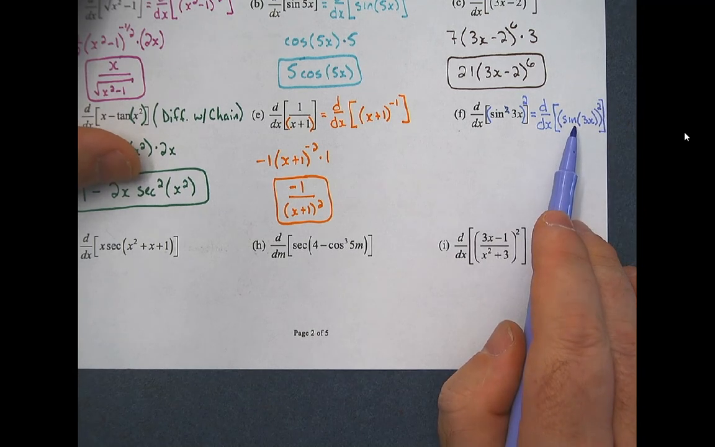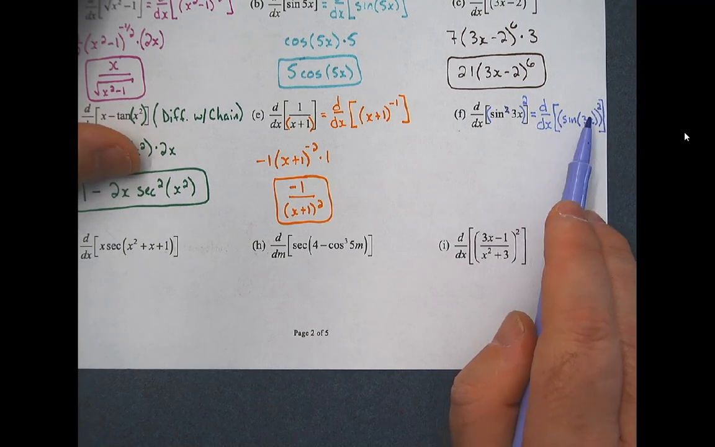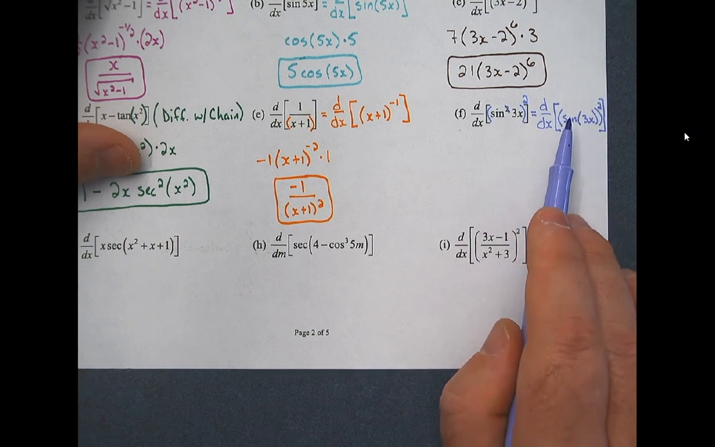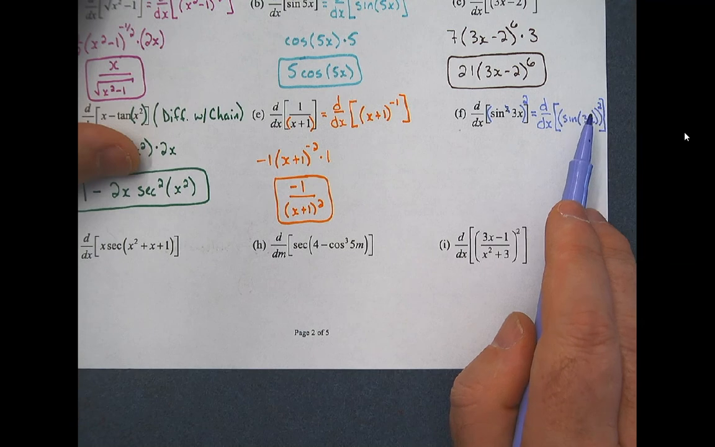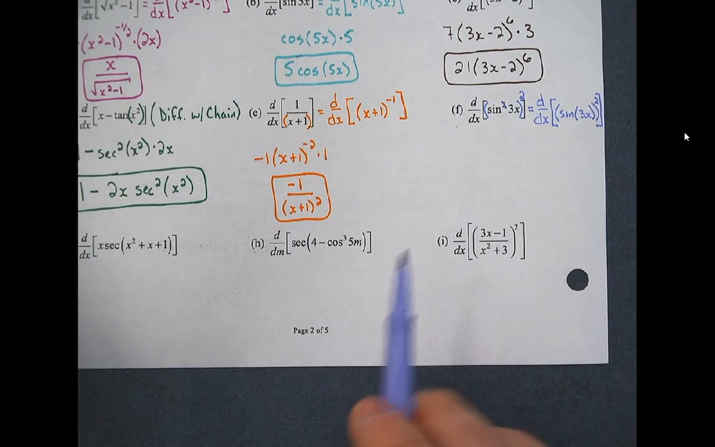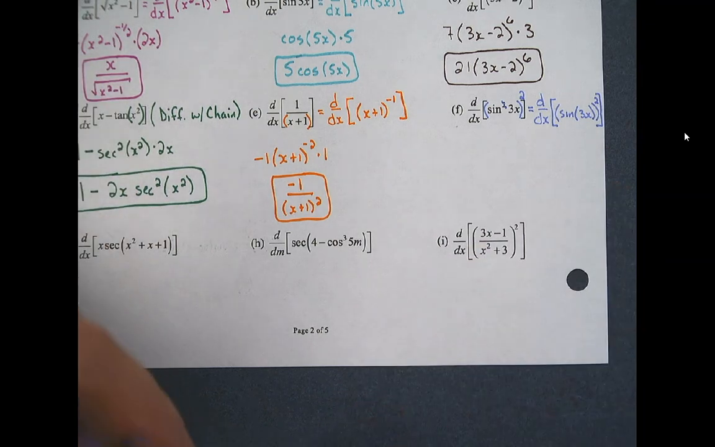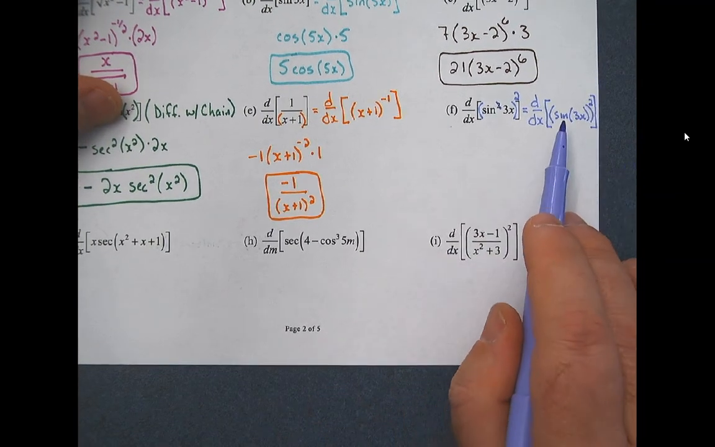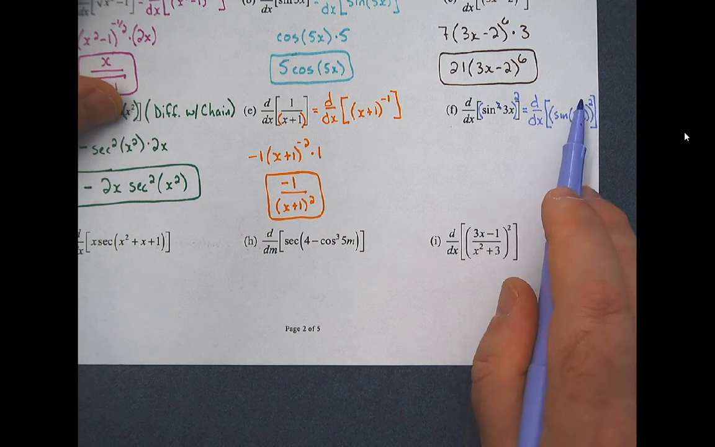So my 3 layers are: my outermost layer is something to the second. Then my next layer is sine of something. And then my next layer is 3x. So we just derived the chain rule that you can have as many layers as you want. You just start off with the outermost layer. So for us, the outermost layer is something to the second.